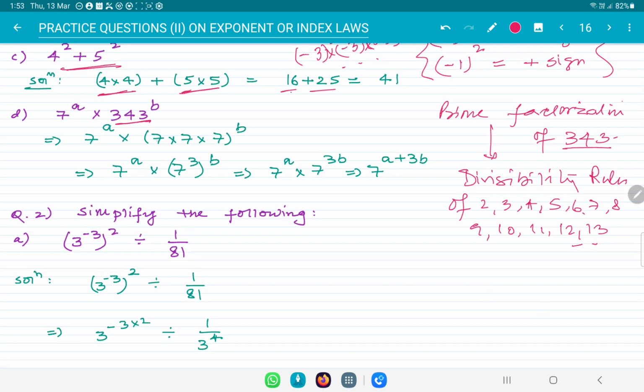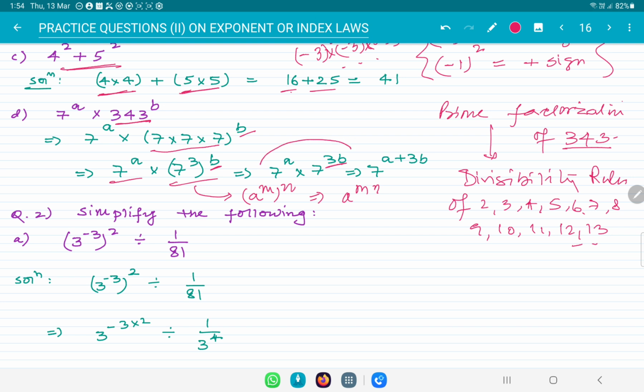So 343 can be written in the form of 7 into 7 into 7, whole raised to the power b. So how many is it? It is 7 raised to the power 3, whole raised to the power b. So 7 raised to the power a into 7 raised to the power 3b. Which formula are we using here? We are using a raised to the power m, whole raised to the power n, will be written as a raised to the power mn. So it will become 7 raised to the power 3b.